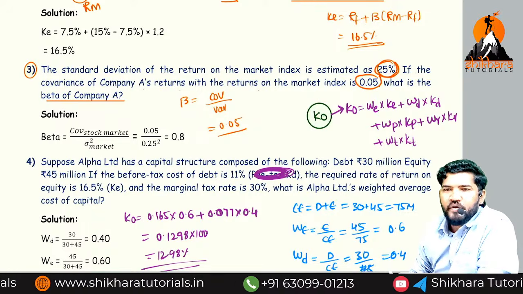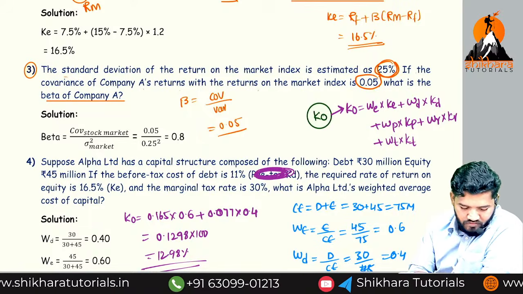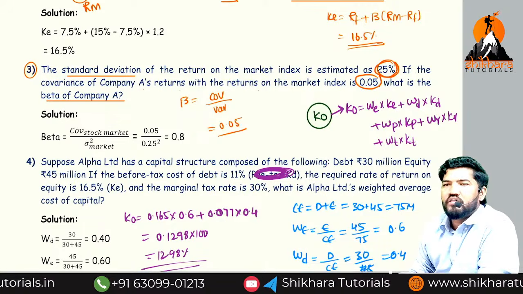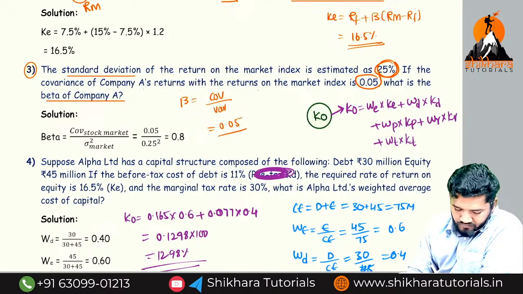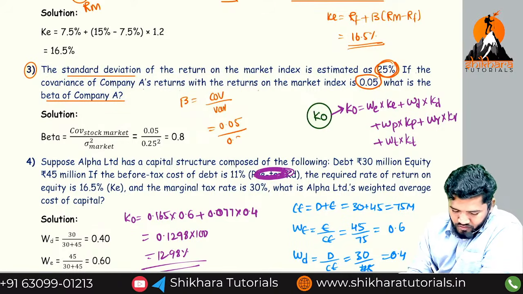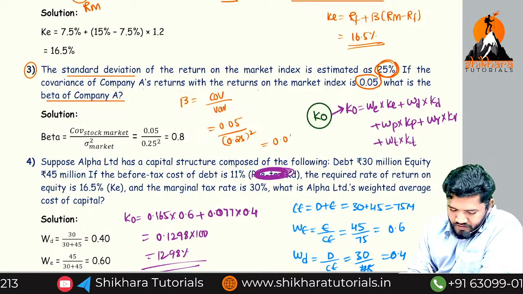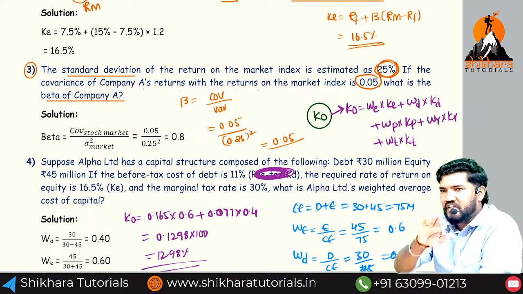0.25 or 0.25 square? Why 0.25 square? What did they give? Standard deviation. What is required? Variance. So 0.25 square. 0.05 divided by 0.25 square.